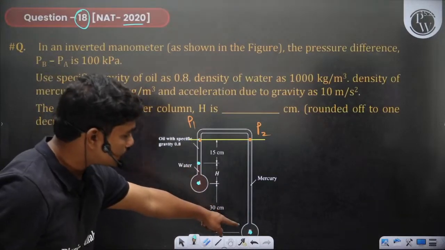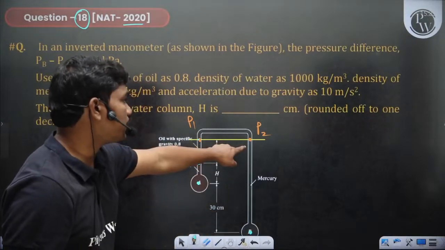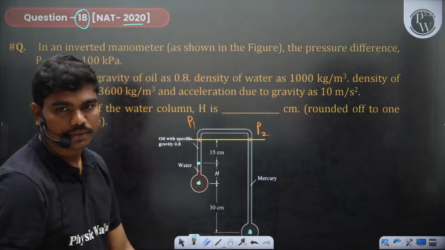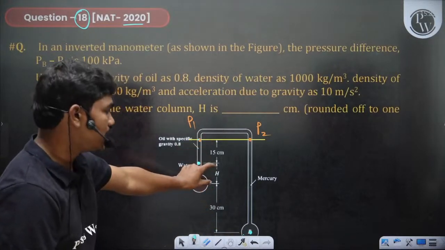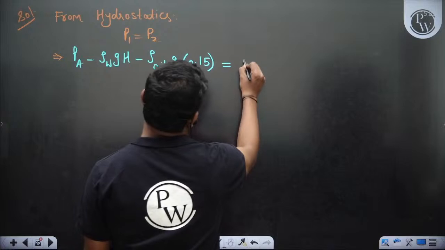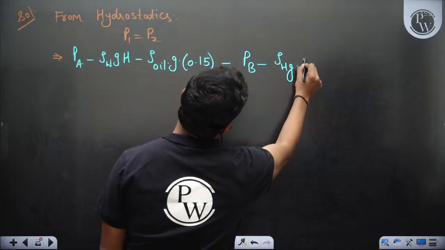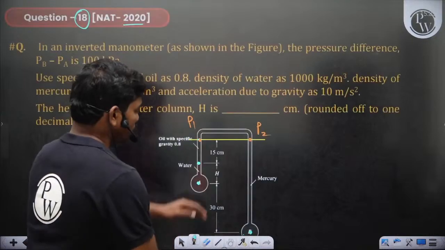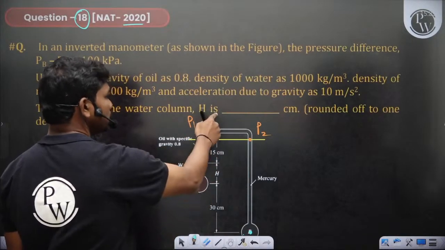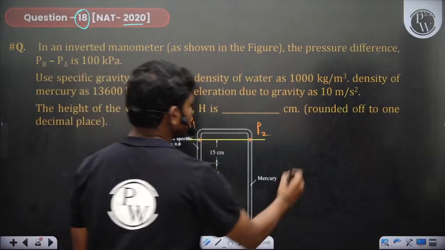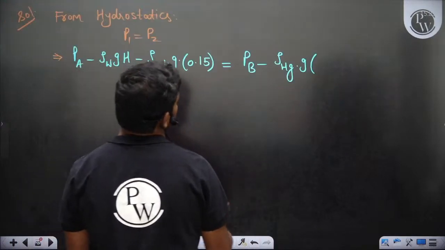Now what about the pressure here at this point? PB, and you have a total line of mercury till this point. That's the interface. So total mercury. So let's see. This is 30, this is 15, and this is H, of course. So PB minus rho mercury G into 30 centimeters plus 15 centimeters, 45 centimeters plus H, and H is also in centimeters, let's say.